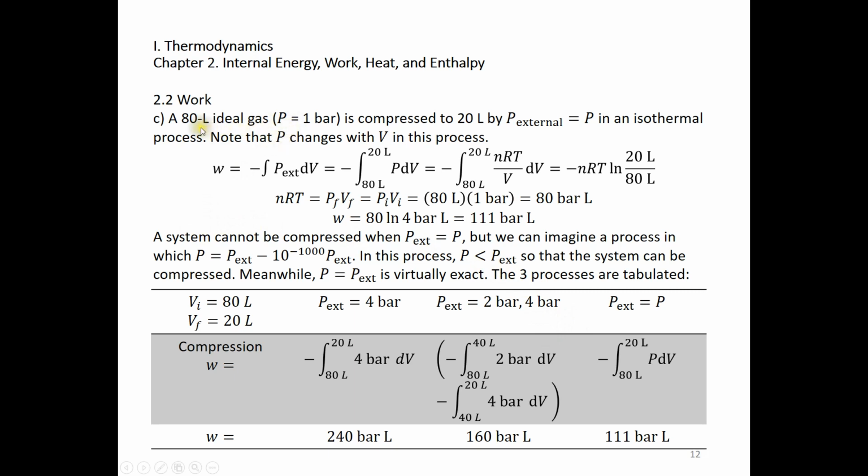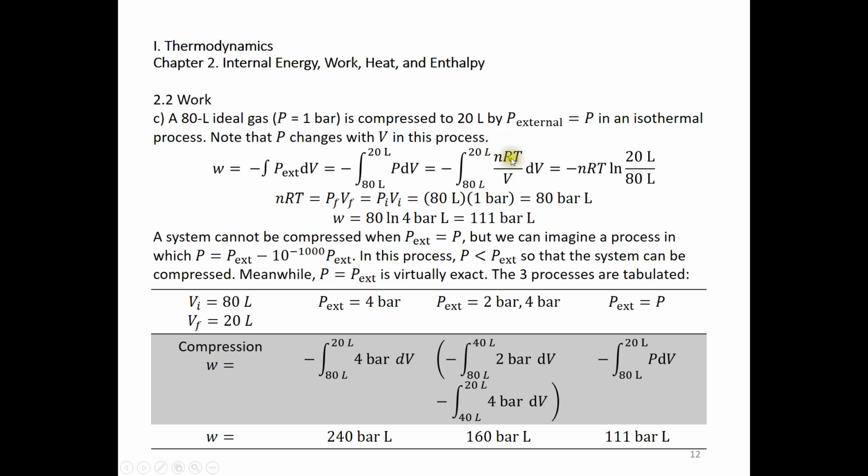The initial state is 80 liters and 1 bar. The final state is 20 liters and 4 bars. But this time, we're going to compress the system in a process where P external is equal to P. So again, we use this formula and we can replace P external with P. Then pressure is nRT over V. This is an isothermal process, so temperature is constant.